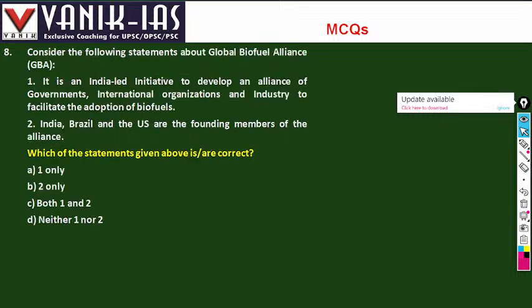Consider the following statements about the Global Biofuel Alliance. It is an India-led initiative to develop an alliance of governments, international organizations, and industry to facilitate adoption of biofuel. Right? India, Brazil, and USA are among the founding members of this biofuel alliance. Both 1 and 2 are correct.